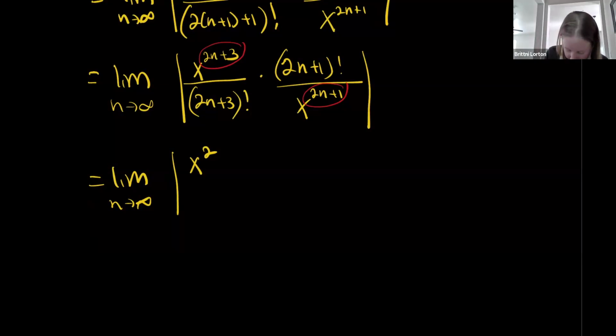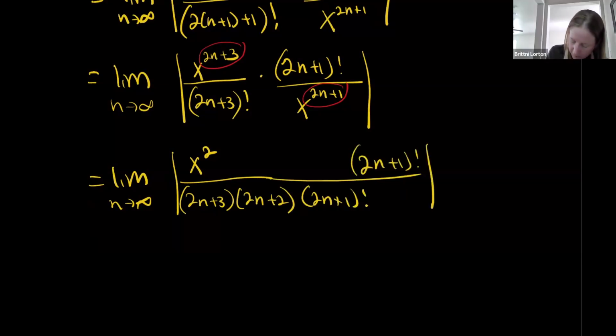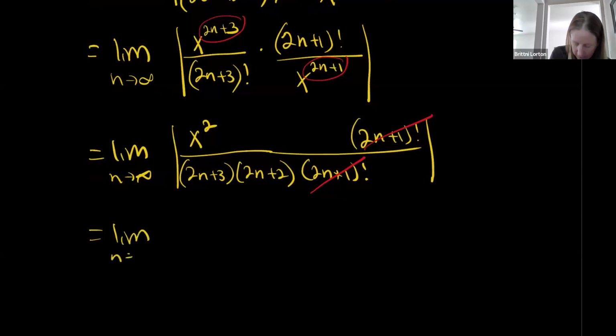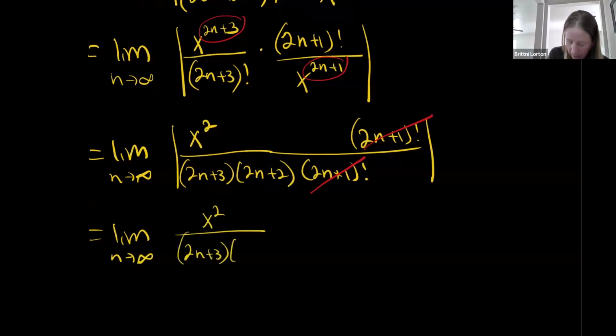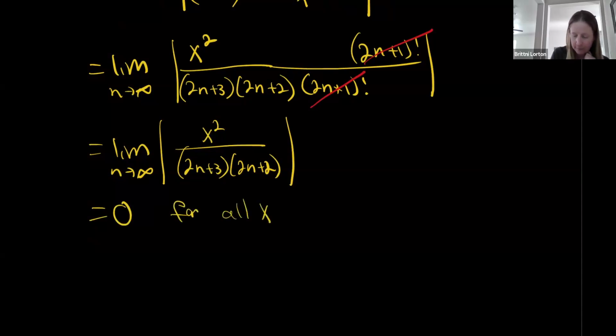Then over 2n plus 3 times 2n plus 2 times, remember with a factorial, you just keep going down 1. I'm going to stop at the 2n plus 1 so that it can cancel with what I have on top. So that guy is going to be canceled. And then this will end up with the limit as n approaches infinity of x squared over (2n plus 3)(2n plus 2). Take the limit as n goes to infinity. x is just a number, and you're taking the limit as n approaches infinity, so a number divided by a really large number. I got 0 for all x.